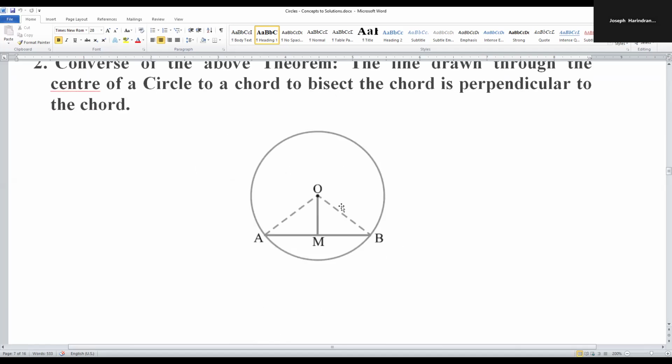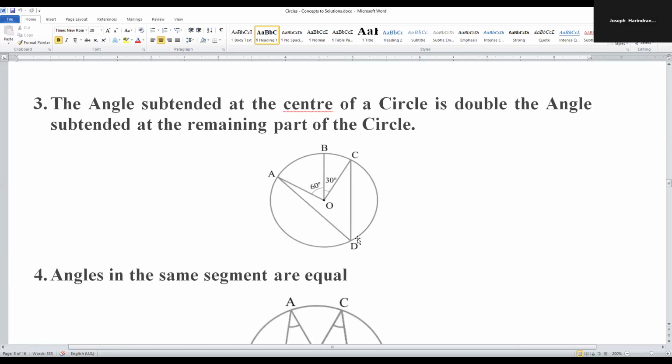In this figure, it represents a chord AB, and OM is a line passing through the center, and it bisects the chord. We can say M is the midpoint. In that case, we can say that OM is perpendicular to AB. On the other hand, if OM is perpendicular to AB, then M is the midpoint of AB. These are the two theorems which you learned in 9th. Another few more theorems learned in 9th, you just have to recall.